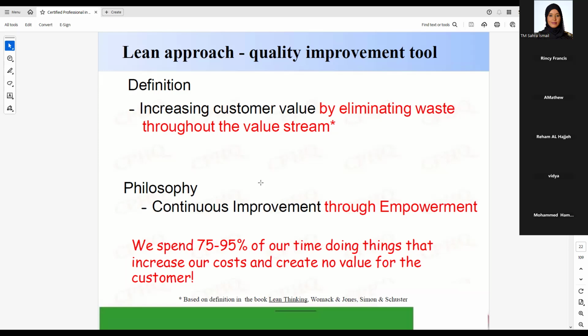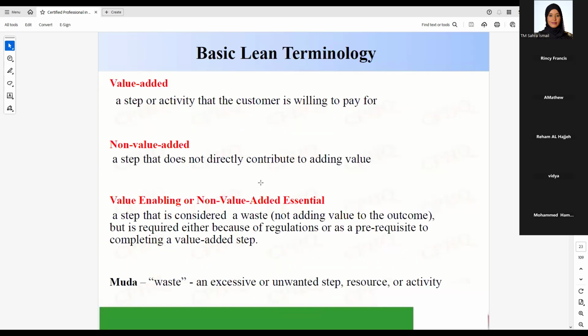They say the philosophy is continuous improvement through empowerment. Usually, lean approaches can be done only in the area of work that you are performing. And then here it says we spend 75 to 95% of our time doing things that increase cost and create no value for the customers. Okay. Now, these are very important terminologies for lean management. Anything you talk about that's lean management, these are important things. So, for example, value added, it says it's a step or activity that the customer is willing to pay for.